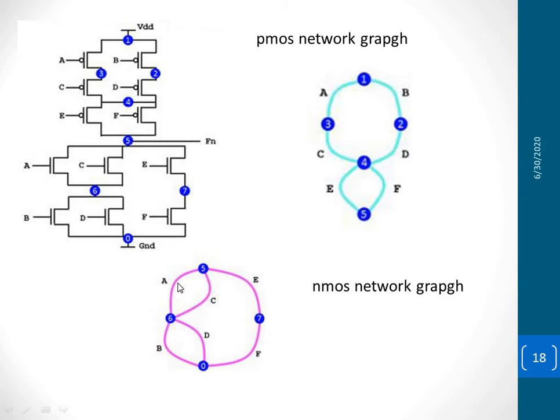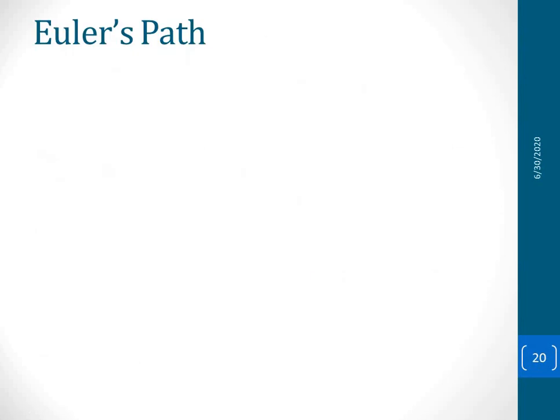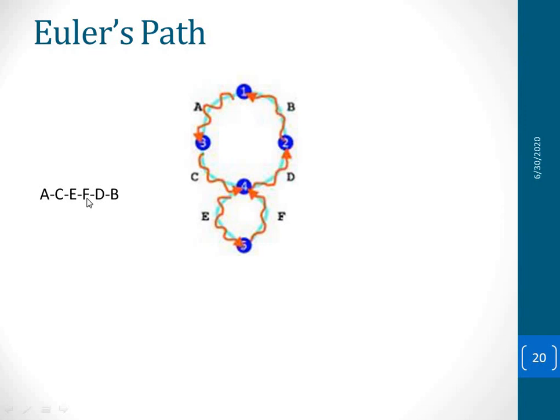You can see here A, C, E, F, D, B. It is traversed only once, not twice. So if for PMOS as well as NMOS it is the same, then we can go with that path. Otherwise, normally what we do, we start with A, B, C, D, E, F directly and place it, and that will not lead to a good layout. So this is A, C, E, F, D, B.